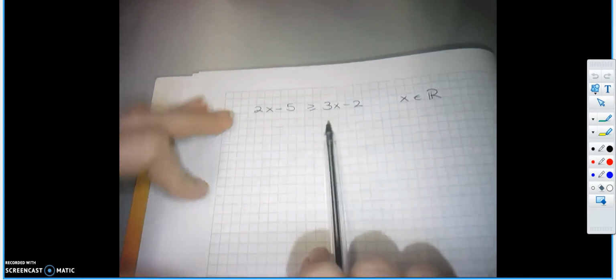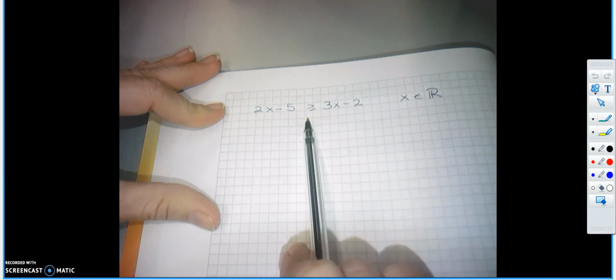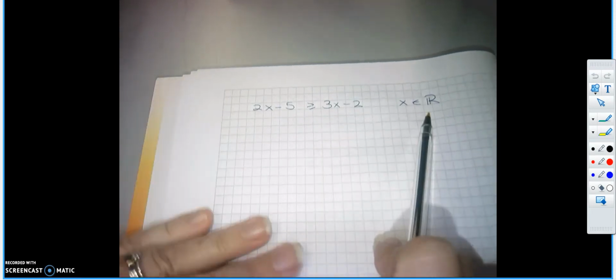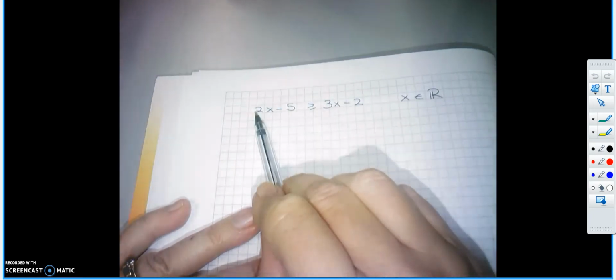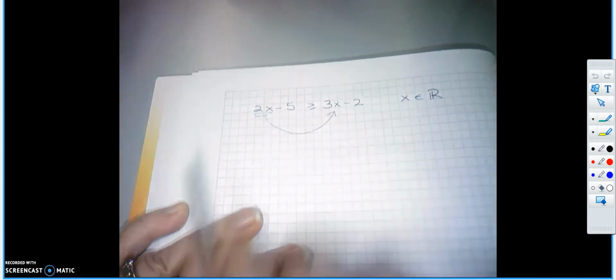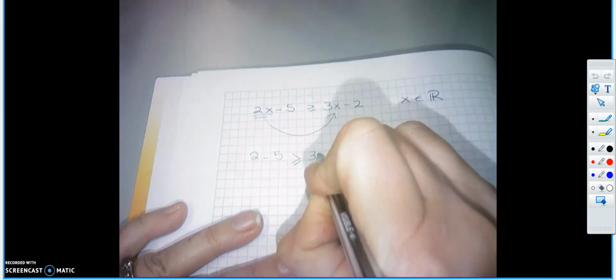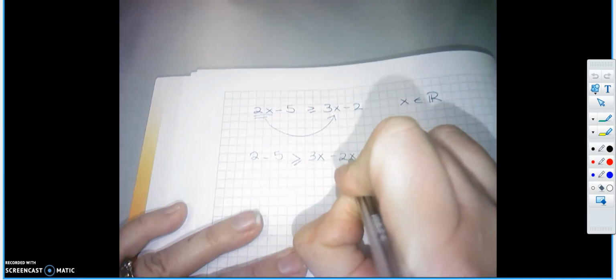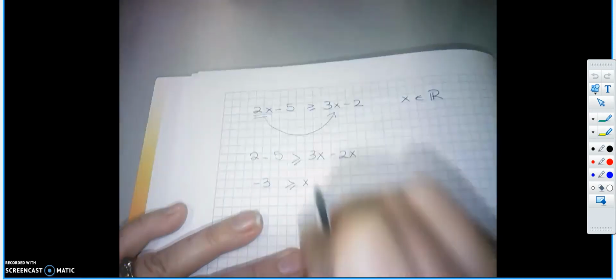Alright, same sort of idea. We've got 2x minus 5. This time it's bigger than or equal to 3x minus 2, and your x is an element of R. So, you'd solve it, you want to keep the x's positive. So I'm going to move this 2x this way, because if this comes this way, we're going to end up with a minus x. So my numbers will go this way. So I will have plus 2, take away 5, inequality sign, 3x minus 2x. So I get minus 3 bigger than or equal to x.